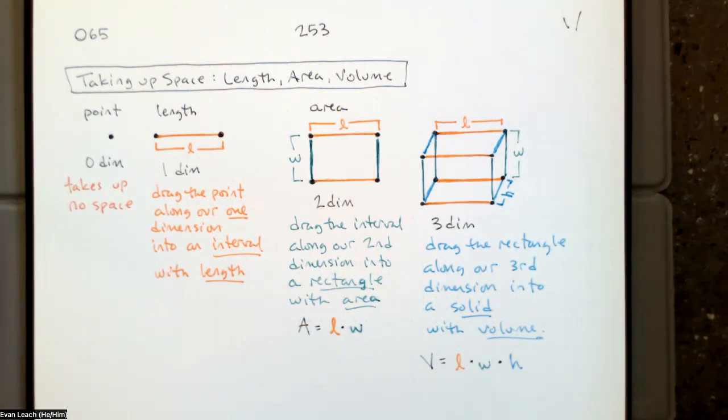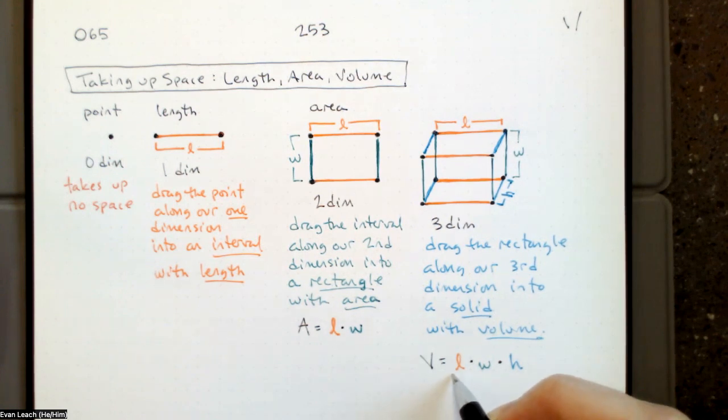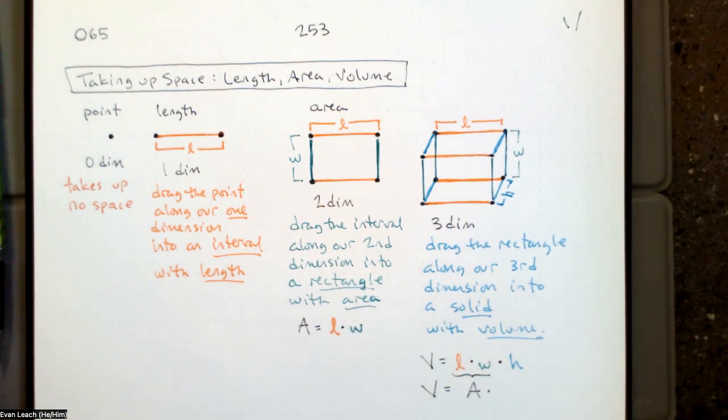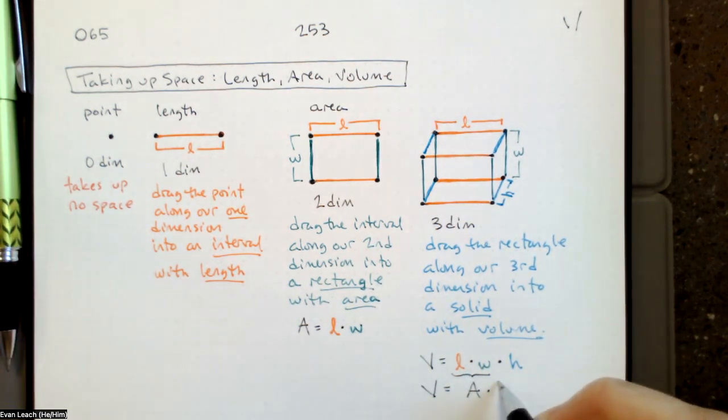One thing that will be useful for our framing is we could look at that length times width and recognize that that's just area. So what we're doing is we're taking this area and multiplying it by the height. So we can say the volume is just our cross-sectional area multiplied by the height.